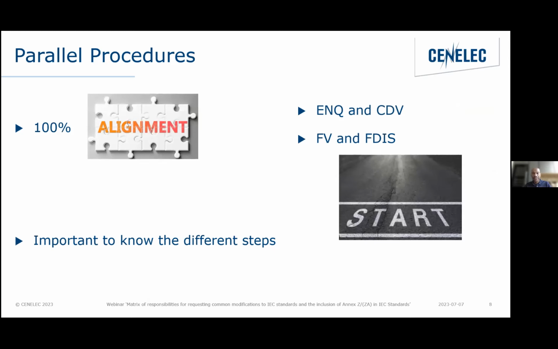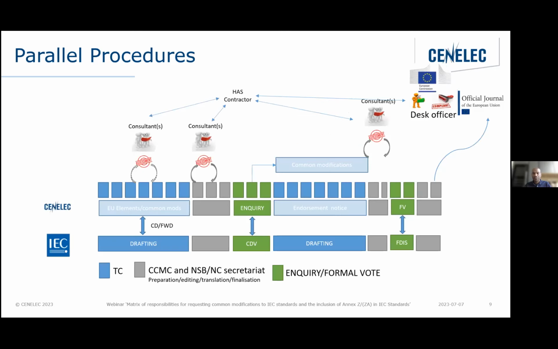So the parallel procedure foresees a complete alignment between CENELEC and IEC. So from the start of each ballot, both procedures are fully aligned. The inquiry at CENELEC and the CDV at IEC are done at the same time. And same thing for the formal vote and the FDIS ballot. They start at the same time. We'll see that in the next slide.